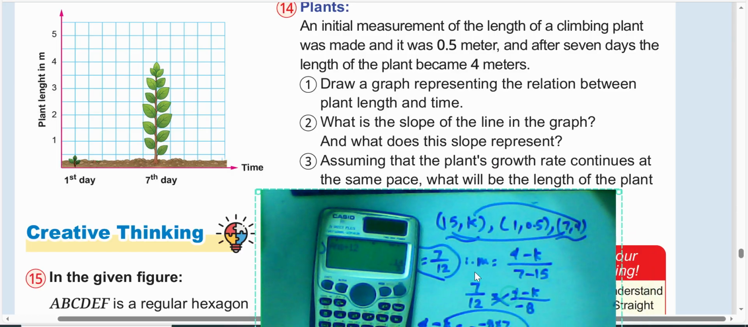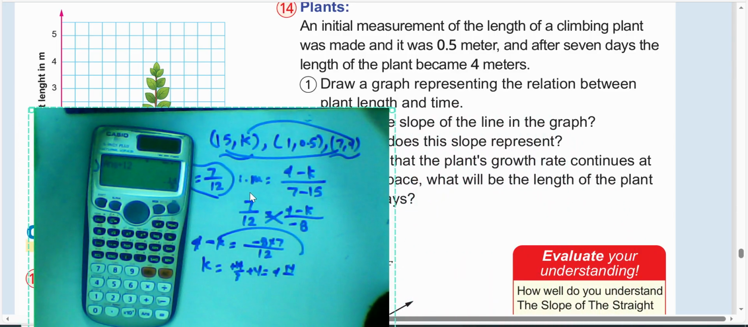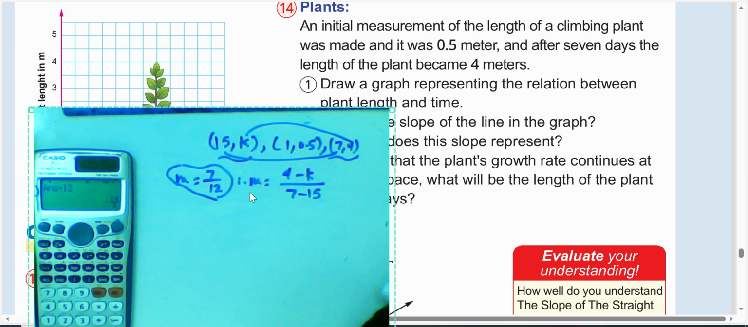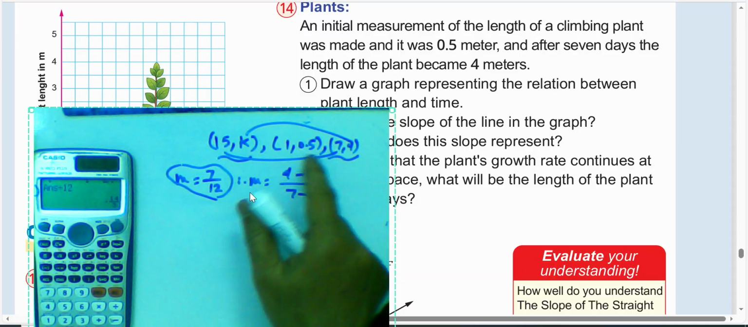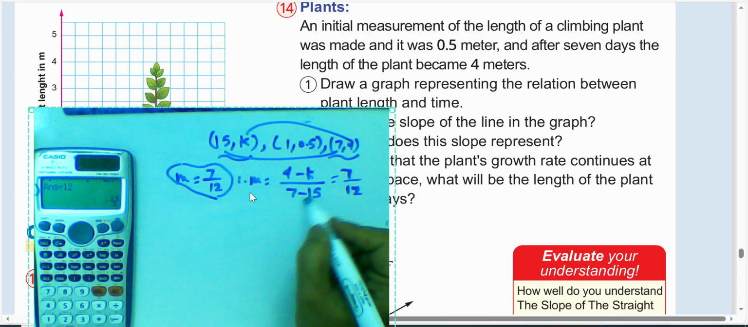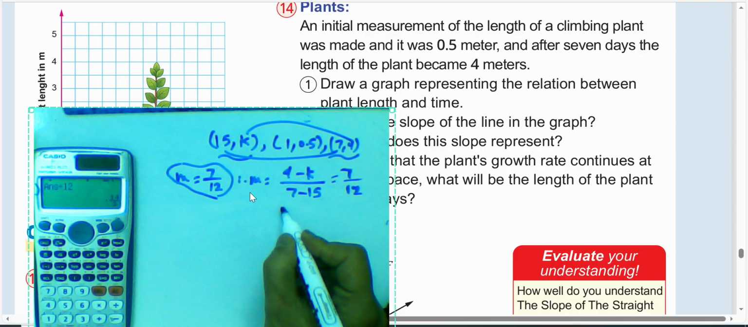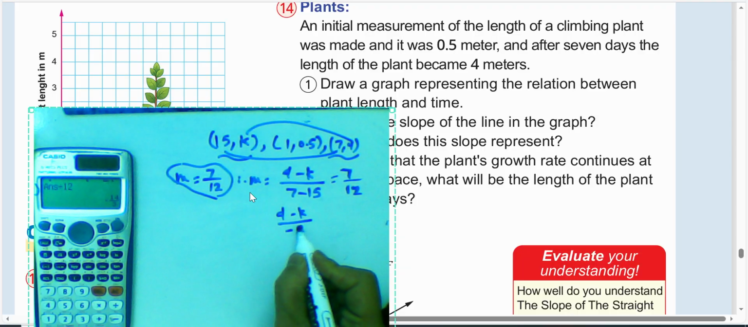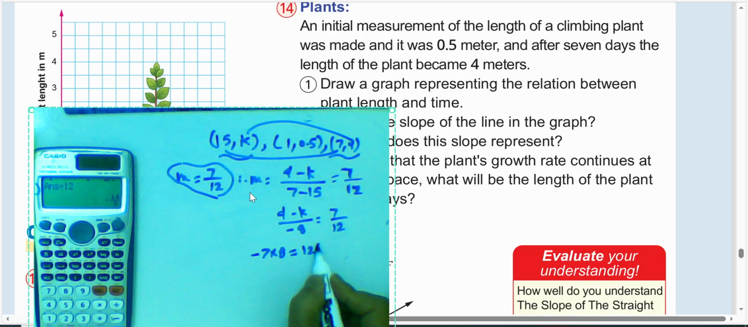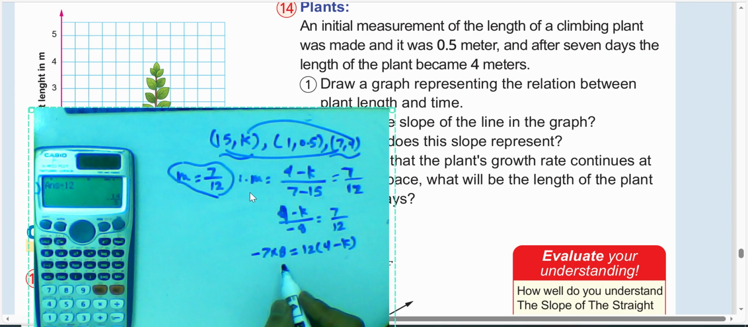You can see the answer. Okay, again my students, I will explain it again. Okay, listen. The slope between 2 points, 4 minus k over 7 minus 15, equals 7 over 12. Now we can cross multiply: 4 minus k over 7 minus 15, which is negative 8, equals 7 over 12. Then 7 multiplied by negative 8 equals 12 multiplied by 4 minus k. Then 7 times 8 divided by 12.